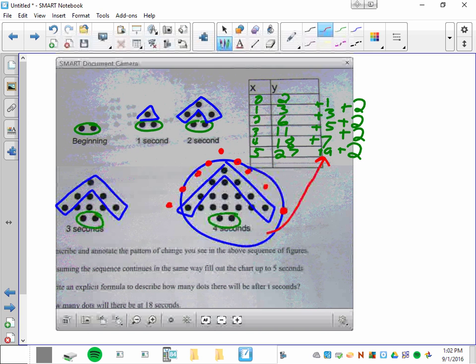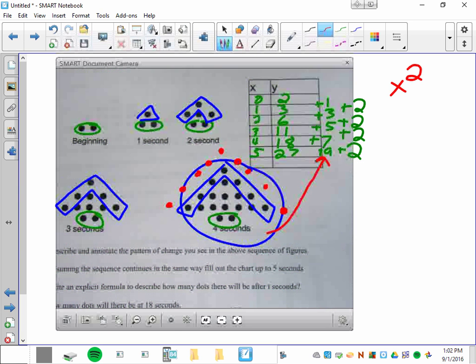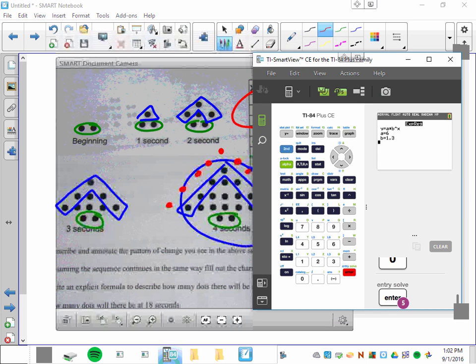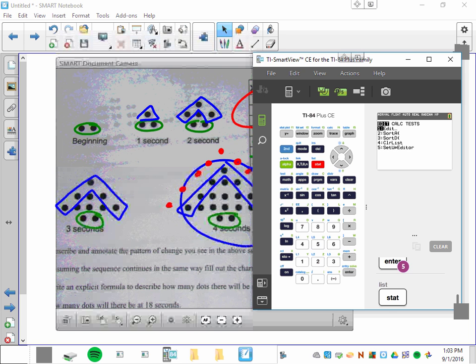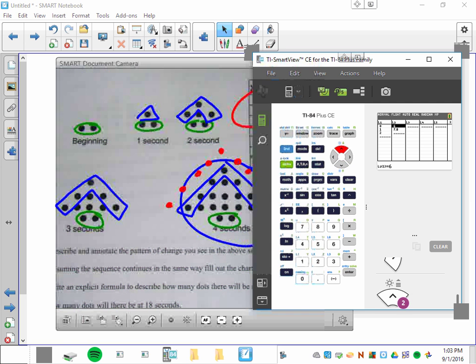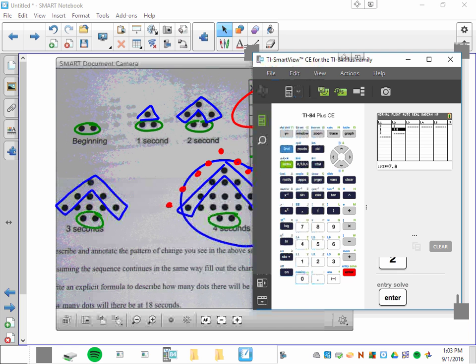We know that this is quadratic. It's some form of x squared. To figure out what the equation is, we need 3 points. So any 3 points will do. So I'll turn on my calculator, go into Stat, and then Edit. And I want 0, 1, and 2. And then the y values associated with that would be 2, 3, and 6.